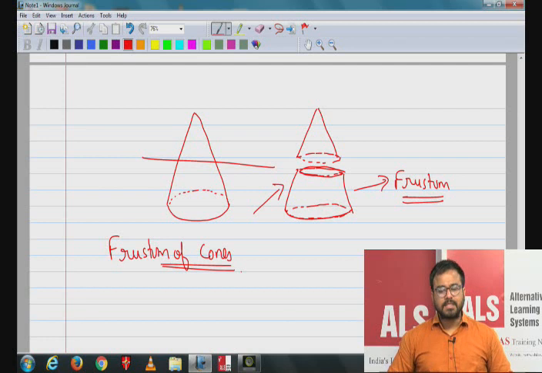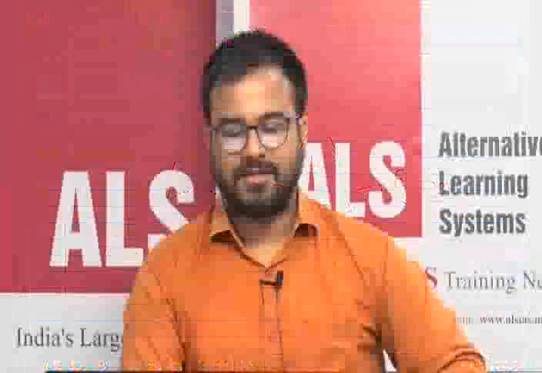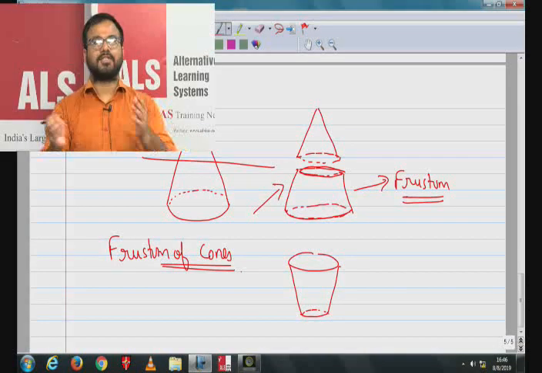Now, if you look in the practical world, which shapes can you see in the form of a frustum? Can you give me any examples where you can say this is the frustum of the cone? Bucket, the best example is a bucket, right? And the glass of water also. The glass of water is like this. Or a bucket, you can say the larger version of the glass of water. So this is the shape of a frustum.